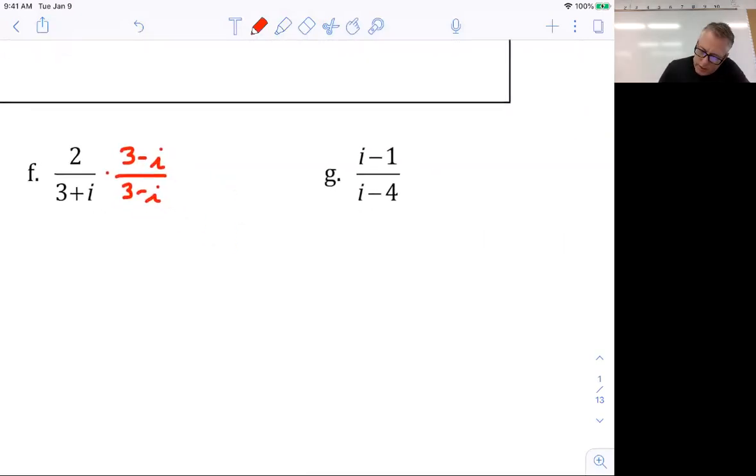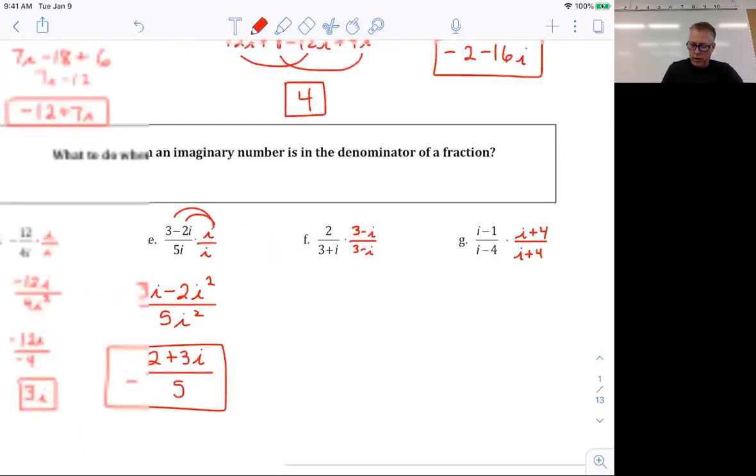And just to show you on the next one, the complex conjugate, I'm going to rewrite this and just change that sign. It's going to be i plus 4. Okay, but I'll do them one at a time, of course.